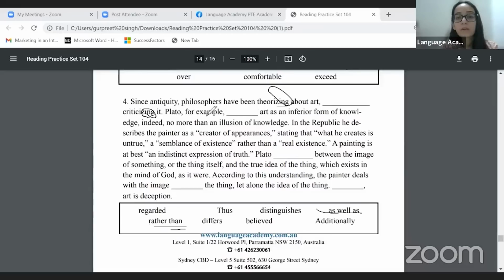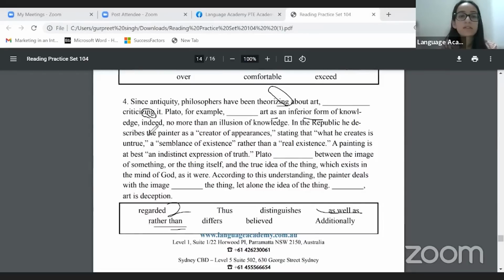For example, Plato dash art as an inferior form of knowledge, indeed no more than an illusion of knowledge. This should be past tense. Plato dash art as something. So the past tense is regarded. We also have believed, but believed doesn't go with as. Regarded goes with as. He regarded art as an inferior form of knowledge. So basically, they are talking negative about art.